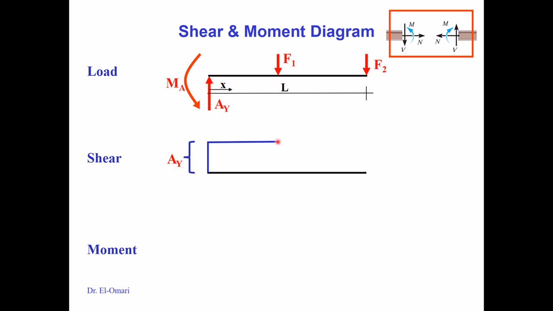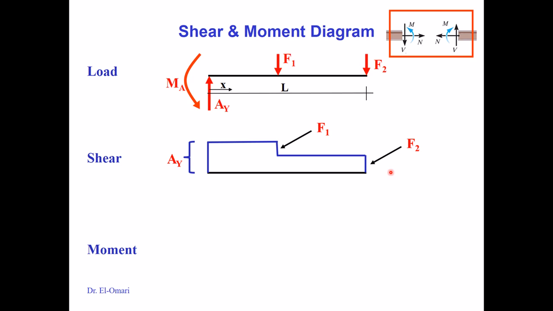And in a previous session we had an example to cut before and after, and we saw that the only difference between before and after is the magnitude of the force with the direction of it. So I can right away say that it goes up to AY, and then goes down with the magnitude of F1, and then 0, which means that it has to be constant, and then drops down with the value of F2. So this way we just drew the shear diagram without any calculations.